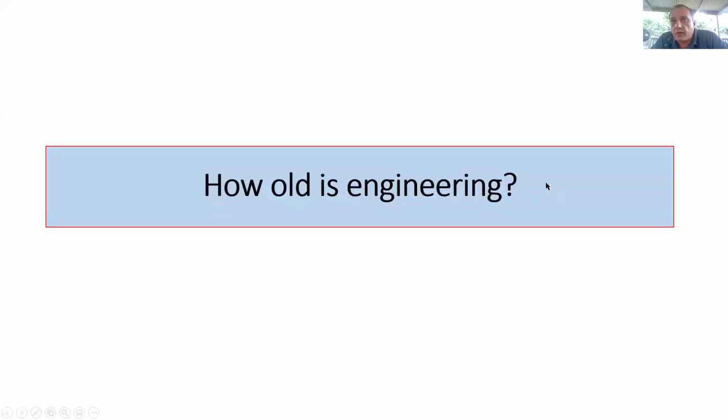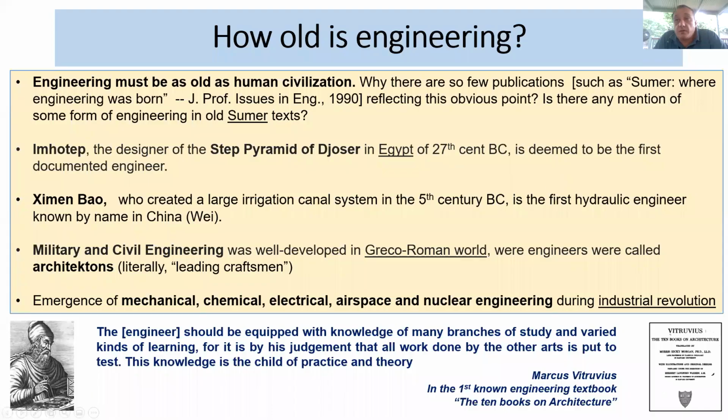Okay, there is some additional topic: how old is engineering? I think engineering must be as old as human civilization. Somehow, this point, which seems obvious to me, is reflected in relatively few publications. We might try to find some mention of engineering or engineering-related activities in early Sumerian texts. Engineering was very well known in the Greco-Roman world, and among Romans and Greeks, engineers were called architectons, which literally means chief craftsman or leading craftsman.